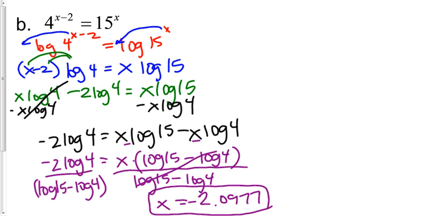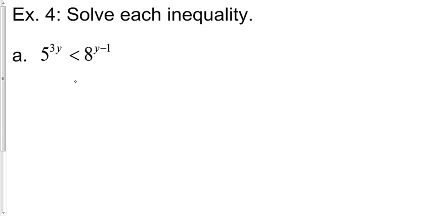Okay, so it is a long process for these. If you have x on each side of the equal sign, that's when it's going to be a little bit tougher. In example A, we just had x on the left side in the power. So those are pretty simple to solve, but if you've got an x on each side, those get a little bit trickier. I'm going to show you a couple more examples, but this time with inequalities.